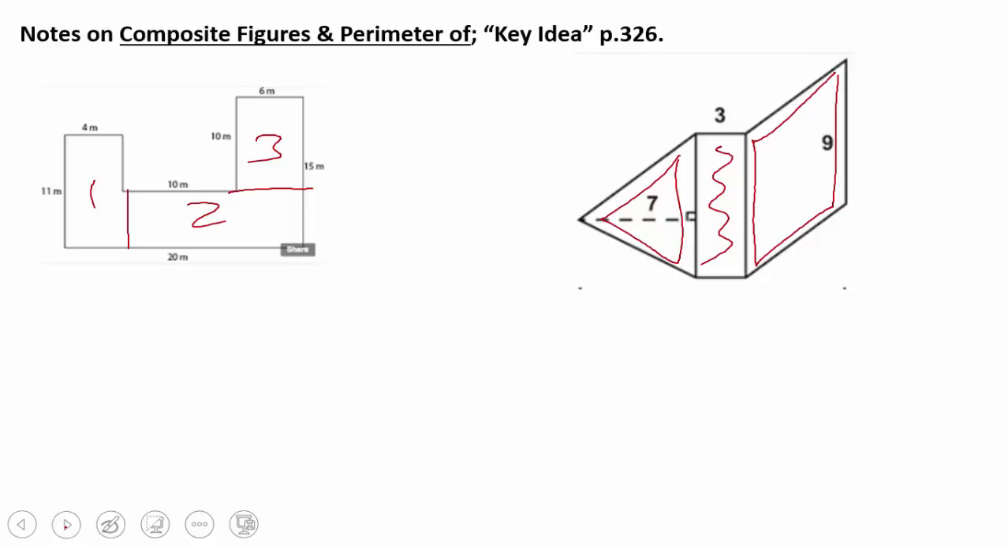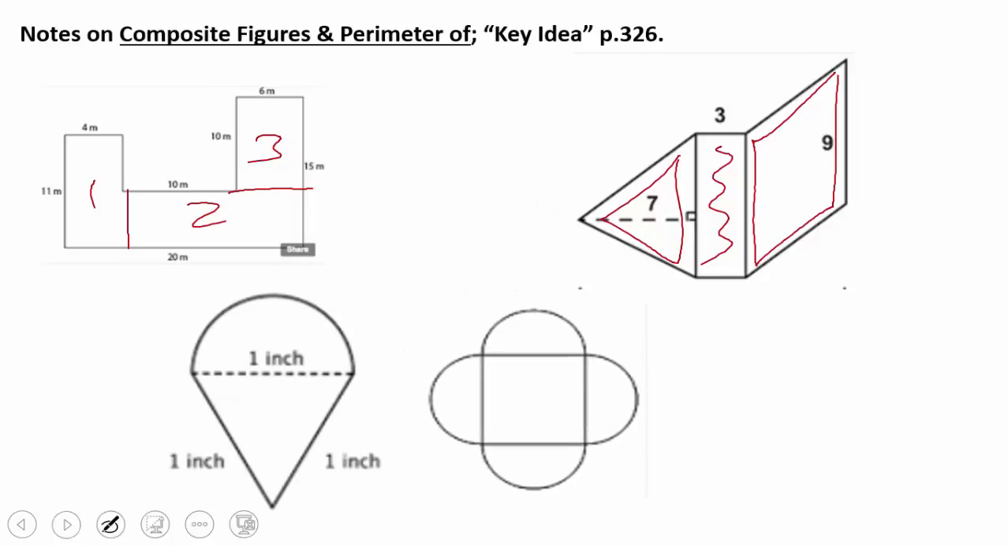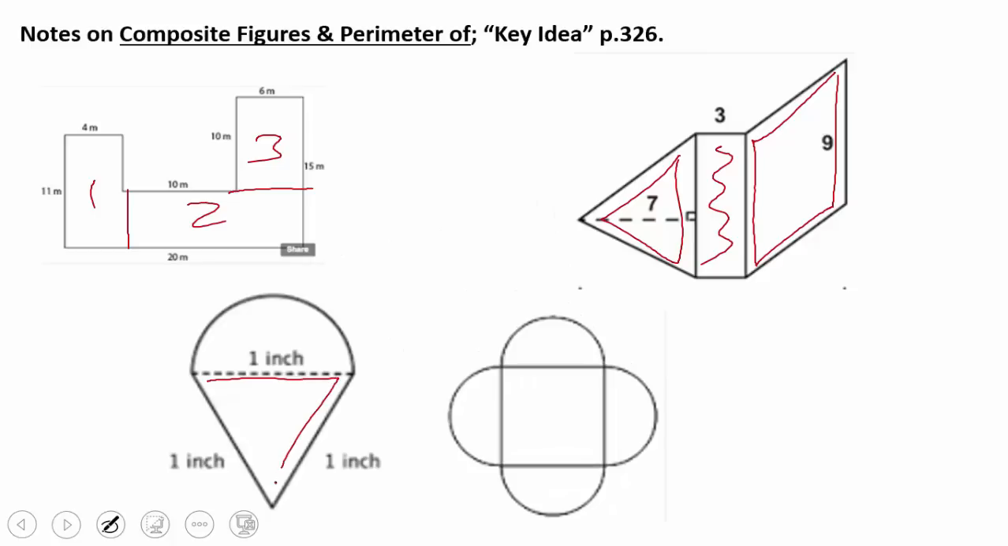Looking at a couple more composite figures, we have two more right here. We have this one that has a triangle in it and a semicircle on top. And then we have this one. I love this one. A lot of people tell me it's 4 semicircles. Well, how many semicircles make a full circle? That's right, 2. So I say it's 2 circles with a square in the middle.